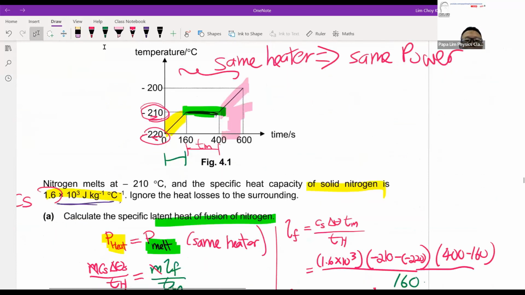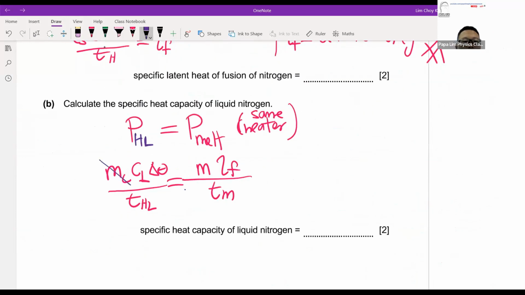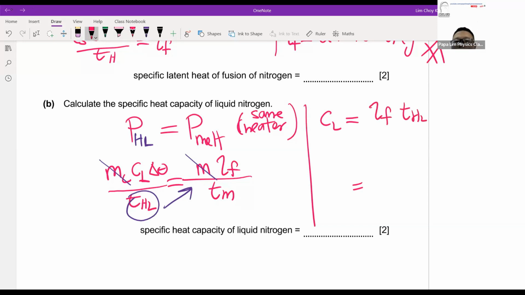Now if I substitute the equations, same thing, let me do a bit of cancellation. The mass is the same, so I will cancel the mass. Then this is where I shift the working. To find CL, you do a bit of manipulation. I need to cross multiply by the time of heating the liquid, THL. So the final equation will look like LF times THL divided by delta theta times TM.